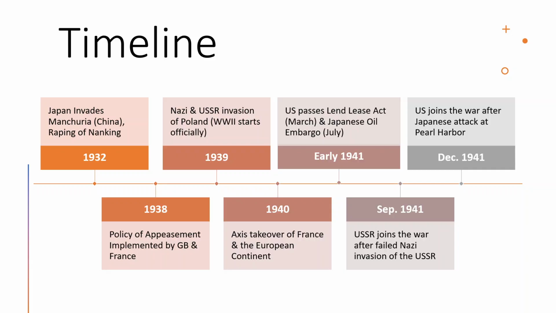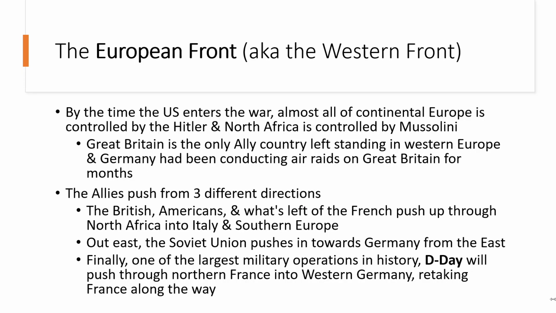Later that year, Hitler is going to invade the USSR. He makes the exact same mistake that Napoleon makes. He's going to invade the USSR during the winter. And then the final event of 1941, the U.S. is going to join World War II after the Japanese surprise attack at Pearl Harbor. That is what is going to bring us up to today.